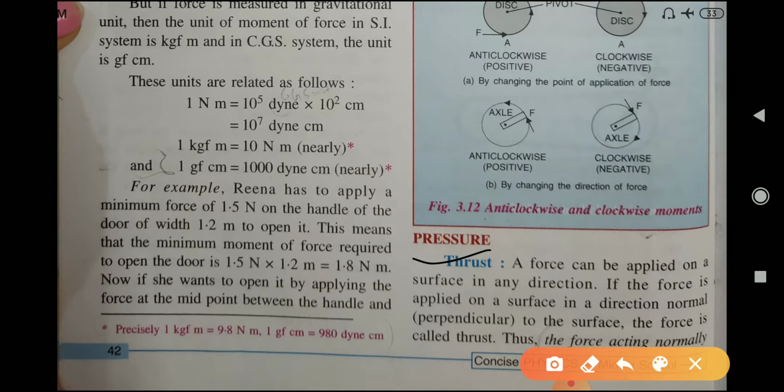Thrust: a force can be applied on a surface in any direction. But if the force is applied on a surface in a direction normal or perpendicular to the surface, the force is called thrust. Means if we apply a force on a surface in a perpendicular direction, or we can say normal to the surface, that type of force is known as thrust. Thus, force acting normally on a surface is called thrust.